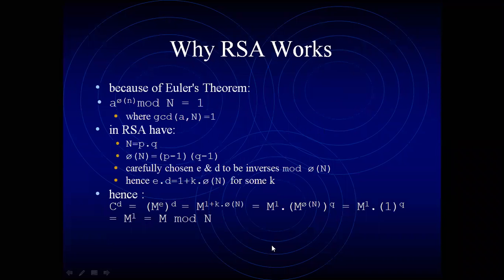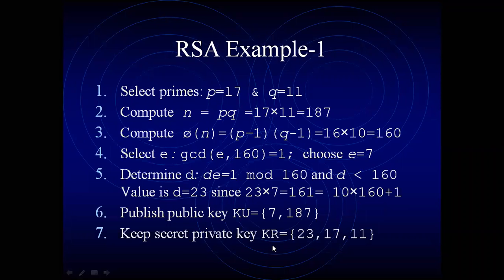Now let us see how this RSA works out with this example. In my question paper, two things have been given: P and Q, with values 17 and 11. My second step is to compute the value of N. N will be P into Q, so just multiply and you will get the value. Then the next step is to calculate the value of phi of N, which is P minus 1 into Q minus 1, and you get some value.